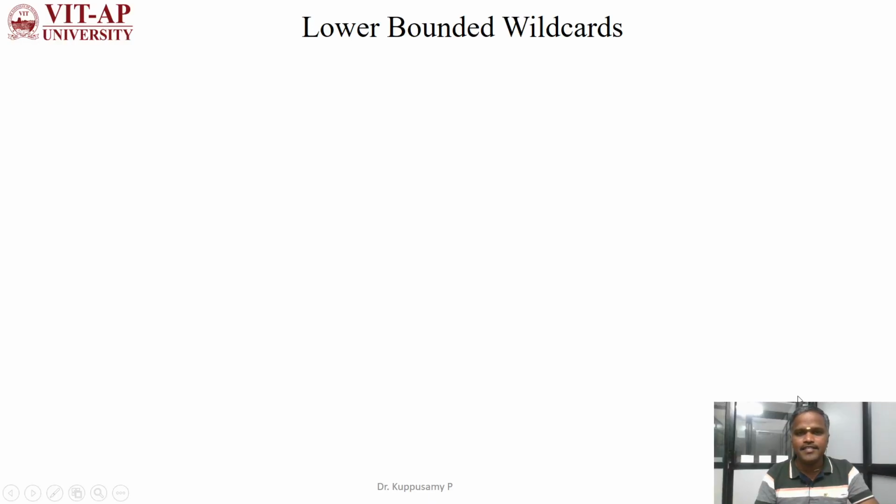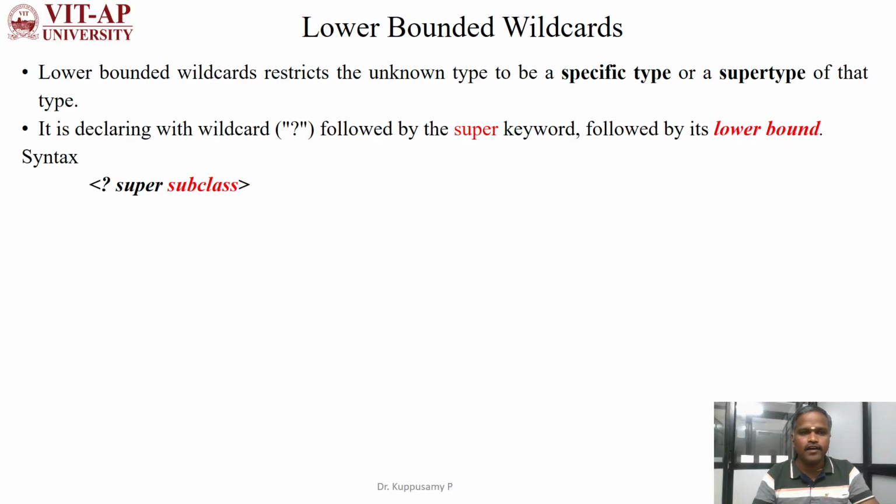Hi, here we will discuss lower bounded wildcards. Lower bounded wildcards restrict the user to specify the object from an unknown type to a specific type, so that the object is a specific type or a super type of that particular object.